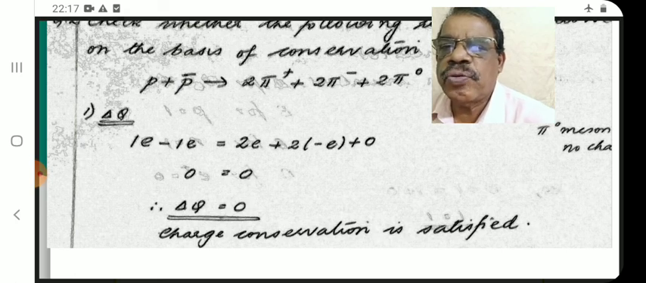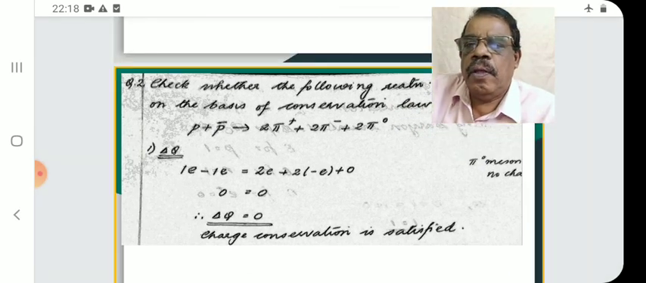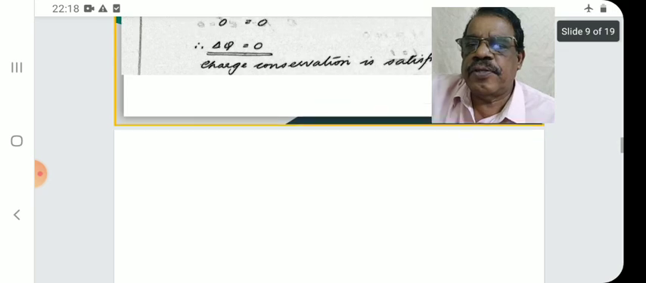So we write delta Q. Proton charge is e, antiproton charge is minus e. e minus e equal to, 2 pi plus meson charge 2e, 2 pi minus meson 2 into minus e, and pi 0 meson has no charge. So 0 is equal to 0. Delta Q is equal to 0. Charge conservation is satisfied. So for antiproton, we take charge as minus.